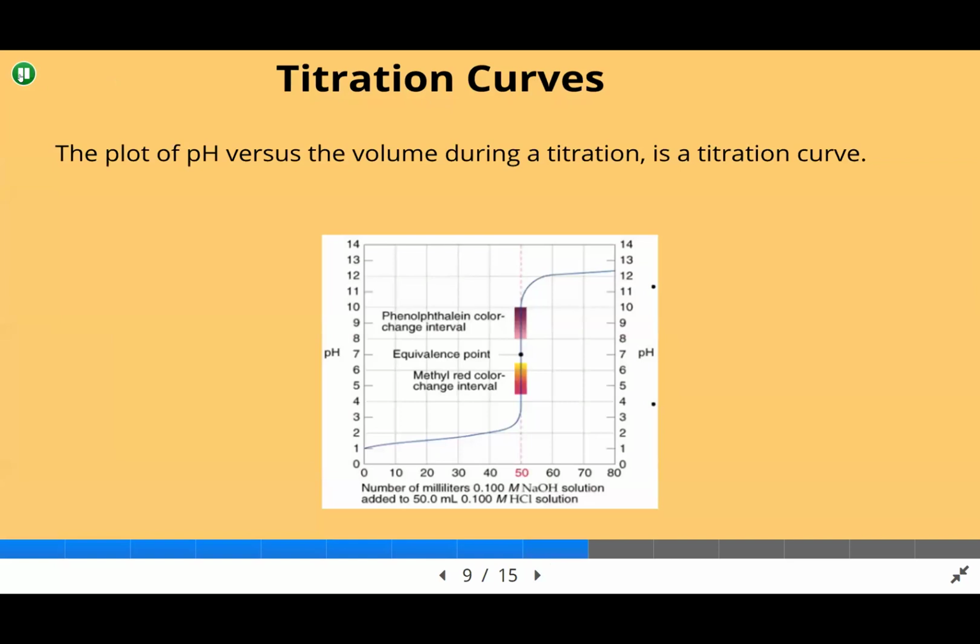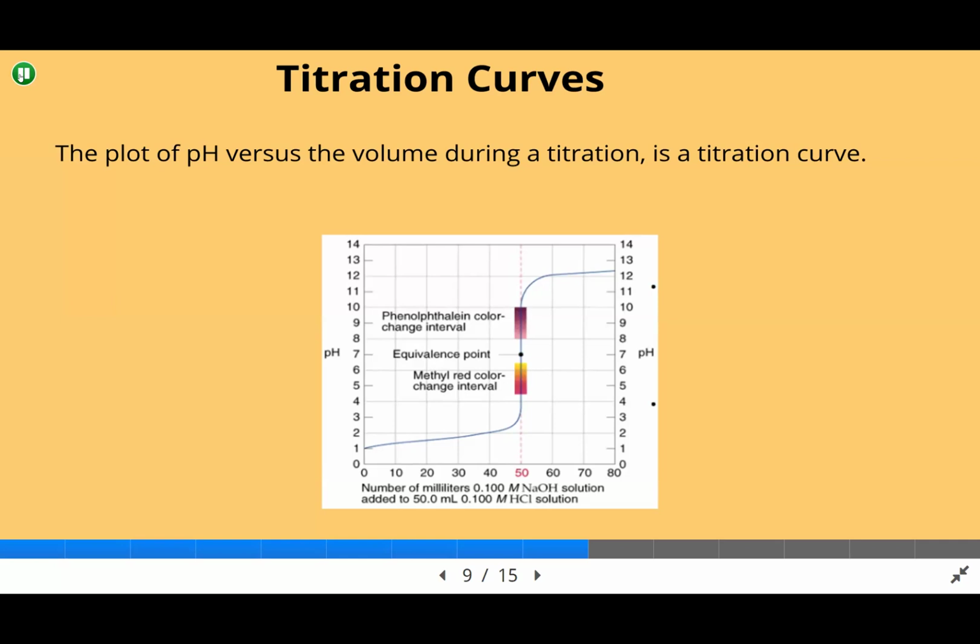The plot of the pH versus the volume added during the titration forms what we call a titration curve. So in this example, when the pH of the solution in the receiving flask is plotted against the volume of that 0.1 M NaOH solution, the result is this titration curve. The curve for the titration of the 0.1 moles per liter of HCl is typical for the titration of any strong acid with any strong base, right? So this curve depicts the titration of the strong acid with the strong base.